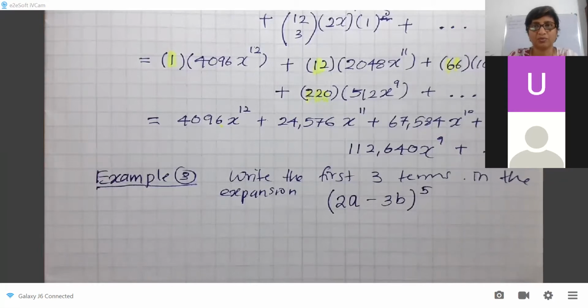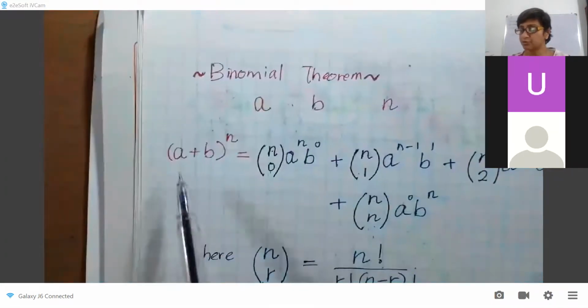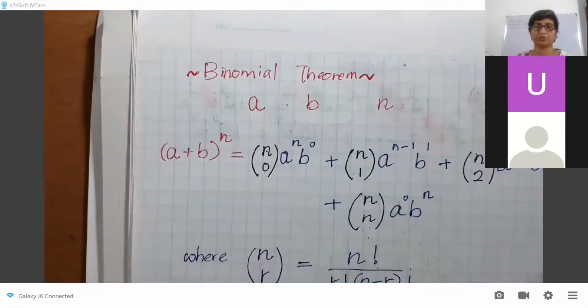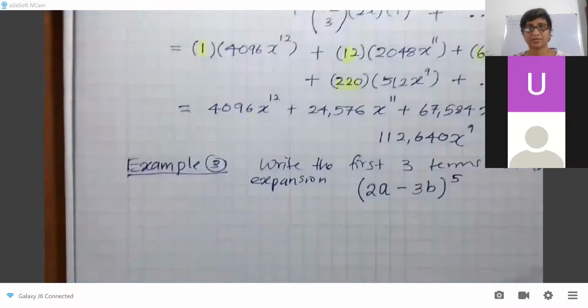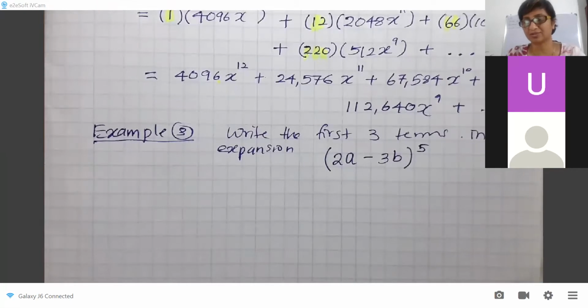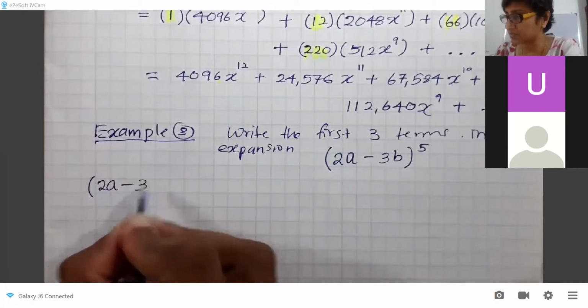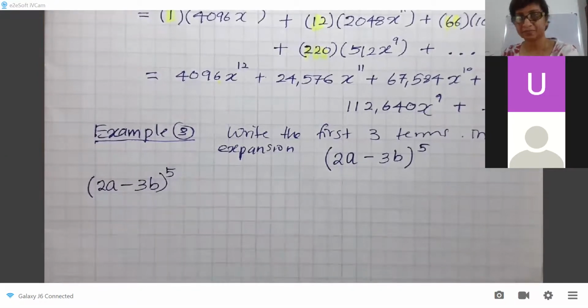What do you do now? In the binomial theorem, it only says how to do a plus b. What do we do? Any ideas what we should do? How we should tackle this? 2a minus 3b can be written with a plus sign in between. Let me do it. So originally you have the same thing. You have 2a minus 3b to the power of 5, right?